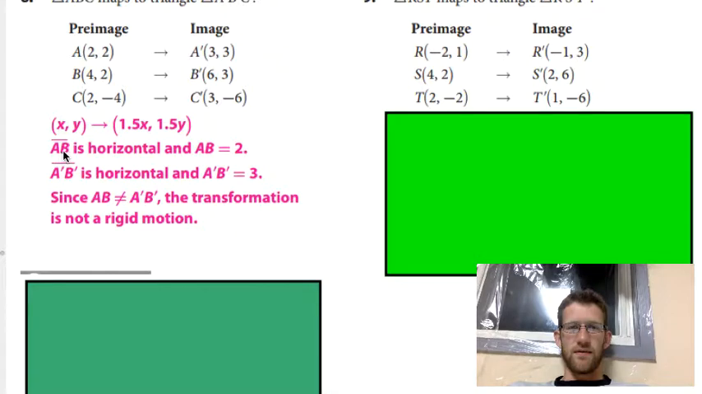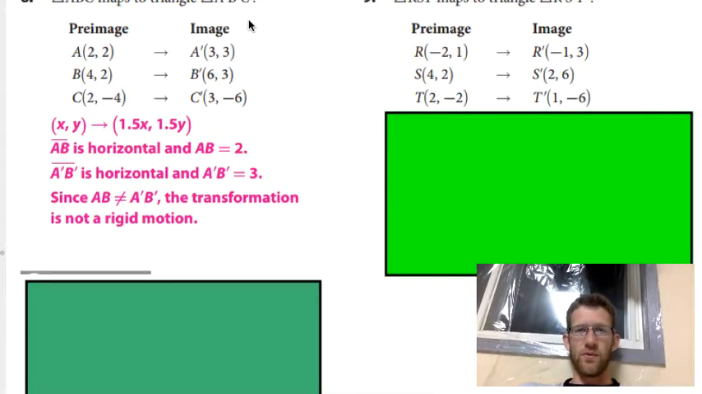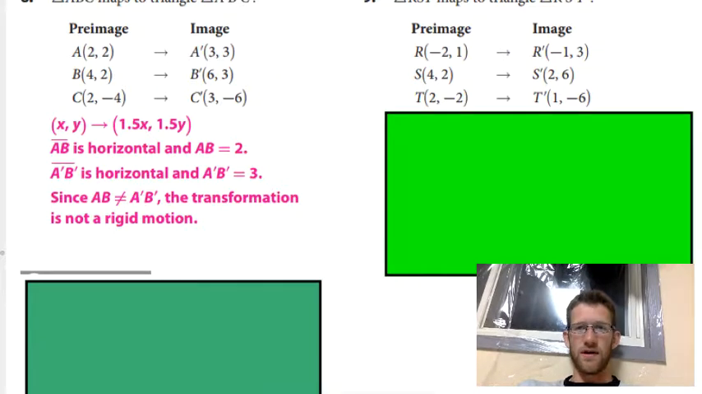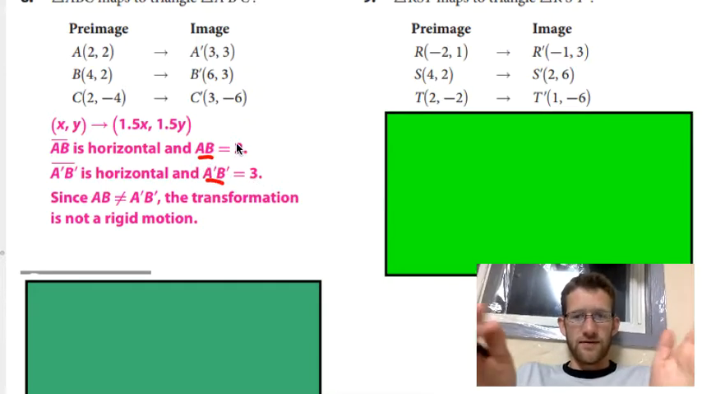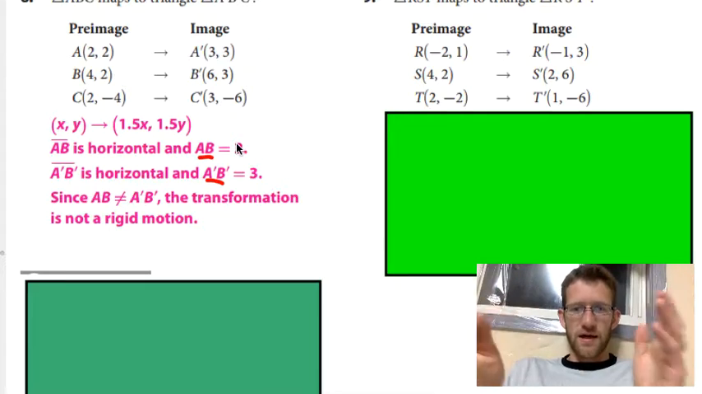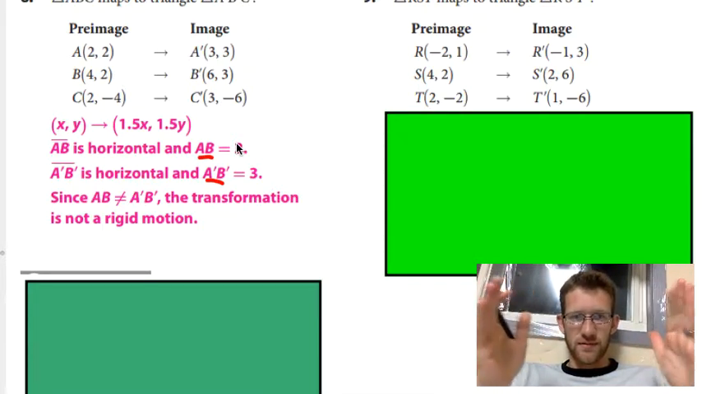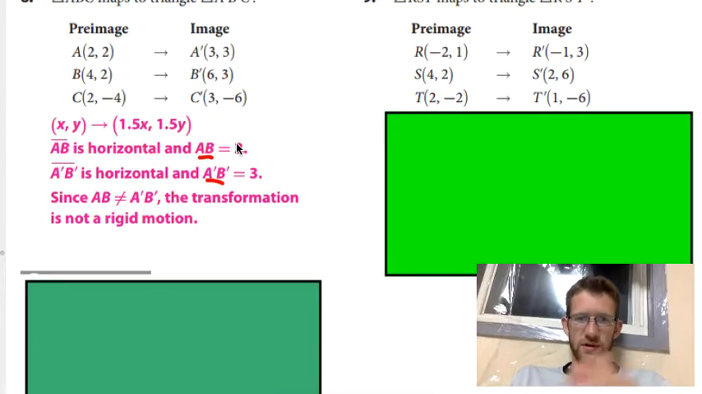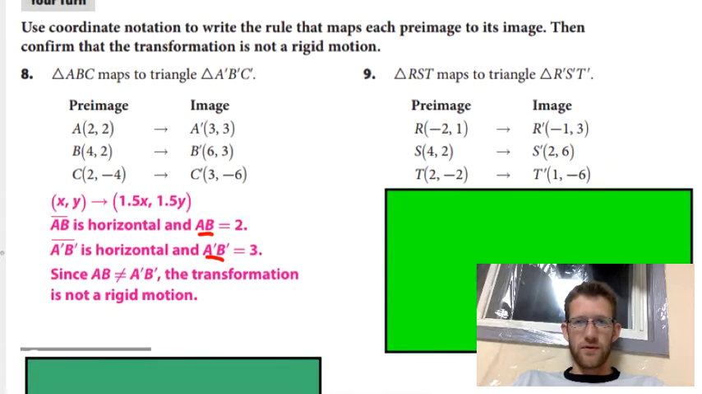We can check the lengths here. They go ahead and use the easy ones. Once you find one pair of corresponding segments that does not preserve length, right? So if you find that AB is equal to 2 and A prime B prime is equal to 3, we can stop there. We don't have to check all the other sides, because as long as one side changes length, then we know it's not a rigid motion, right? All three have to be the same in order for it to be a rigid motion.